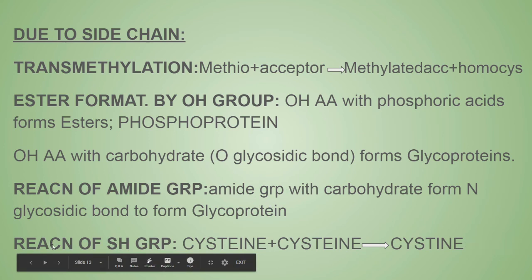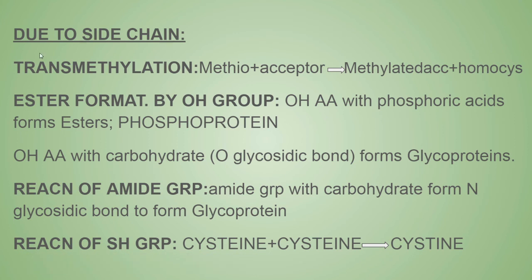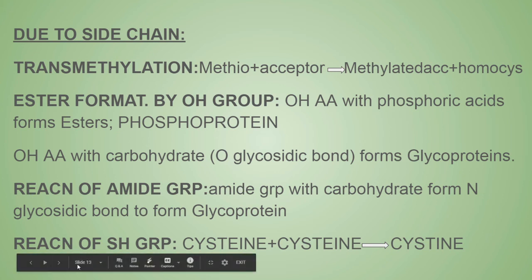Now the last is the reaction of the SH group. What are the SH groups? They are the sulfur containing groups. The cysteine has SH groups in it. So two cysteine molecules will be connected to each other by a disulfide bond and they will form cystine. Just remember the difference between these two spellings. Don't confuse these two; one does not have an E at the end, as you can see. So due to the side chain, we have transmethylation, ester formation by the OH group, reaction of the amide group and the reaction of the SH group.